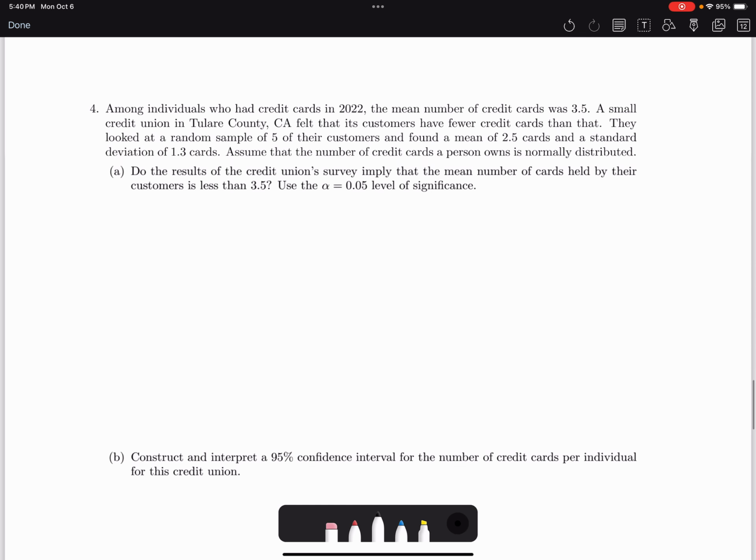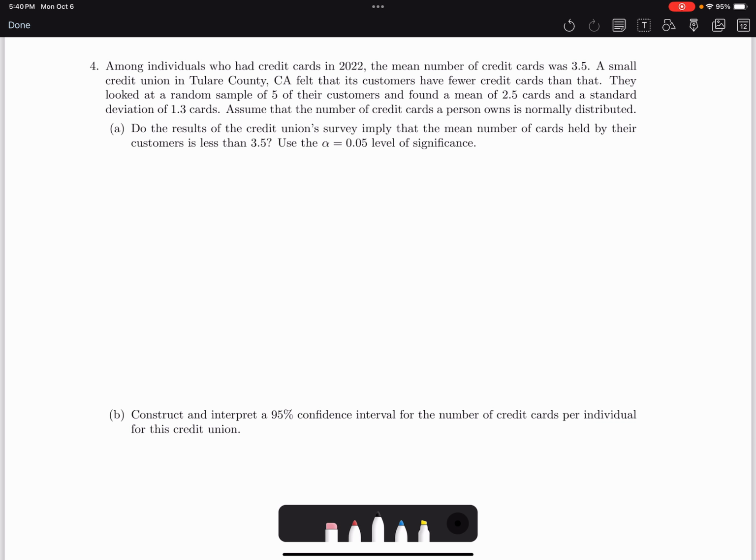One more example. It says among individuals who had credit cards in 2022, the mean number of credit cards was 3.5. A small credit union in Tulare County, California felt that its customers have fewer credit cards than that. They looked at a random sample of 5 of their customers and found a mean of 2.5 cards and a standard deviation of 1.3 cards. Assume that the number of credit cards a person owns is normally distributed. Part A. Do the results of the credit union survey imply that the mean number of cards held by their customers is less than 3.5? Go ahead and pause the video, see if you can run that test.